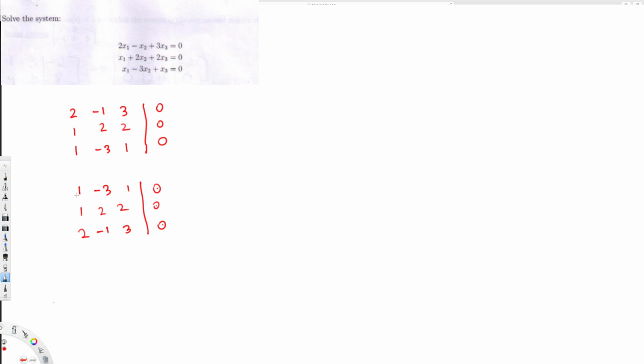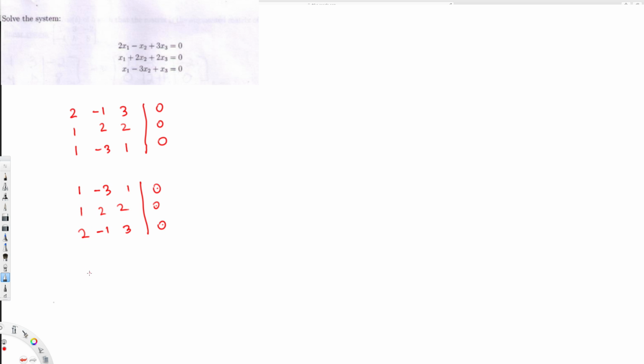So in order to do that, I have to multiply the first equation by -2 and add it with the third equation. Or you can multiply the second equation by -2 and add it with the third equation. It doesn't matter which equation you choose. I'm choosing the first one.